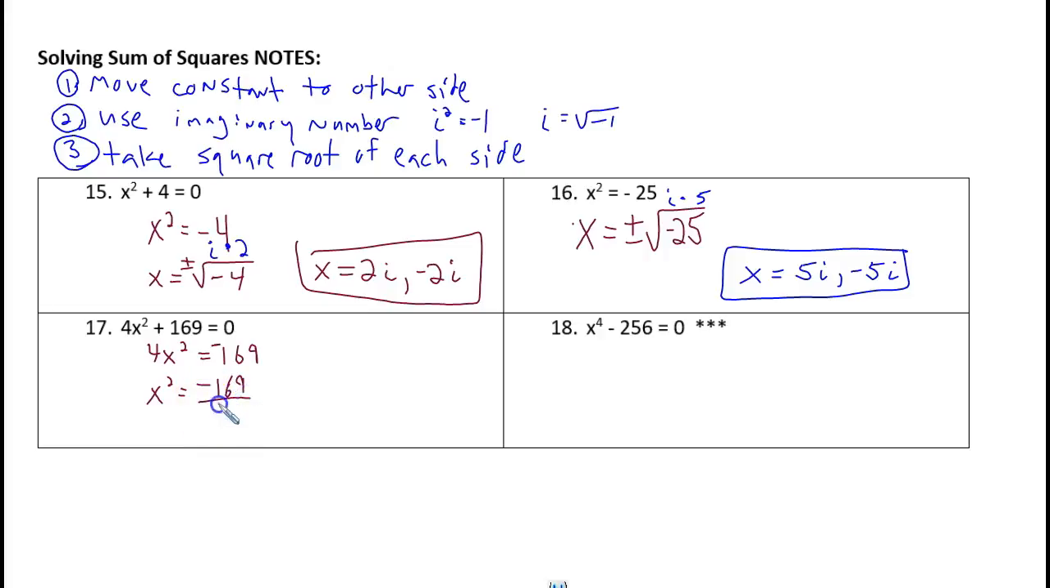Now, you might be tempted to use your calculator to get a decimal version, but if you have your perfect squares memorized, you'll notice that 169 is a perfect square and that 4 is a perfect square. This is going to be easier to deal with by taking the square root of both sides and leaving it in the fraction form that it is in now. Okay, so x is equal to the positive or negative square root of negative 169 over 4.